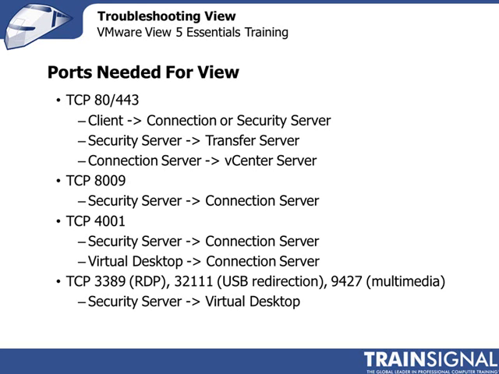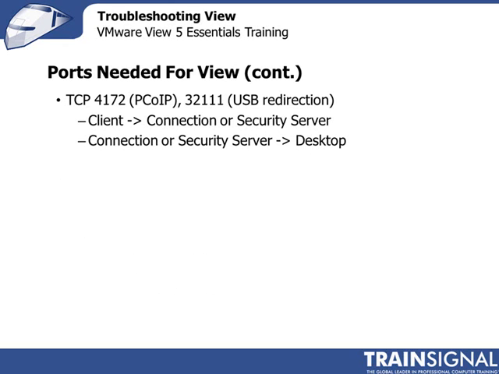When using RDP as the connection protocol, you'll need to make sure that between the security server and the virtual desktop, the ports 3389, 32111, and 9427 are all opened, to provide all the proper data communication.